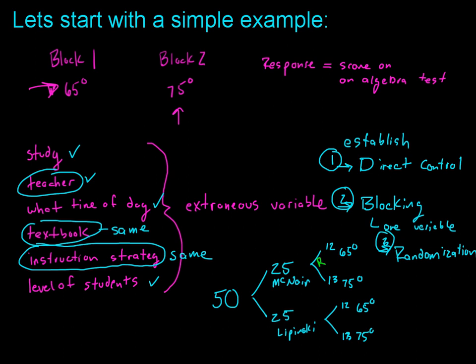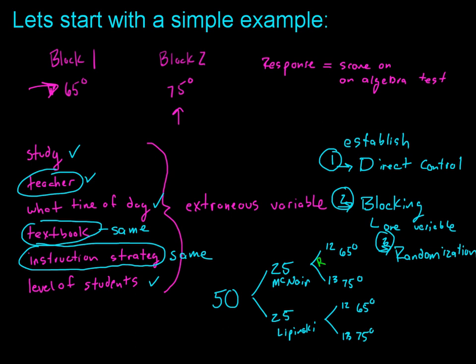what that tells us is that through randomization, it would be very likely that some smart kids get put into the 65-degree temperature room and some smart kids get put into the 75-degree temperature room. Some lower level kids get put into the 65 and some lower level kids get put into the 75. We would allow randomization to evenly split up the kids, smart and lower level, into both groups.